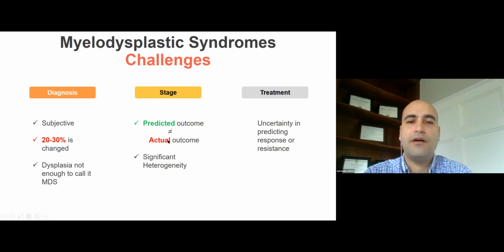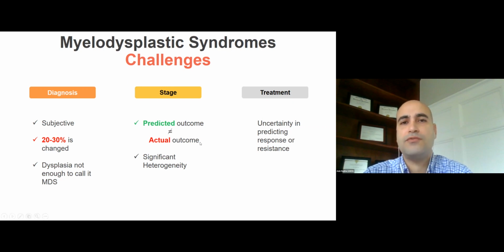We have done a lot of work trying to study the prognosis of patients with MDS, and what we found is that with all our current models, what we predict in terms of the survival of the patient and what the actual survival of the patient is are completely different. The other important point is that we might have several patients in the same category, so let's say low risk IPSS, but these patients behave completely differently in terms of their survival, which means that there is a significant amount of heterogeneity in this patient population.